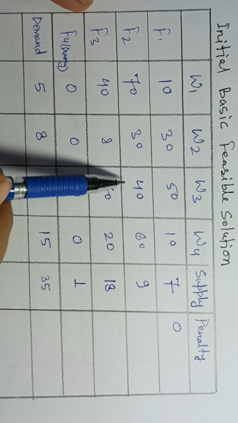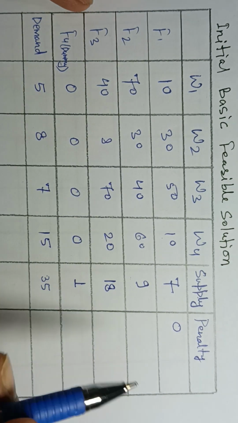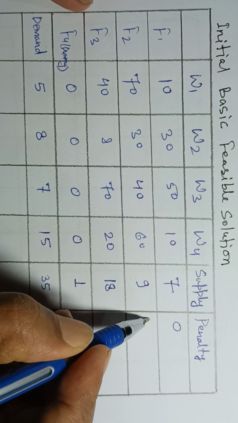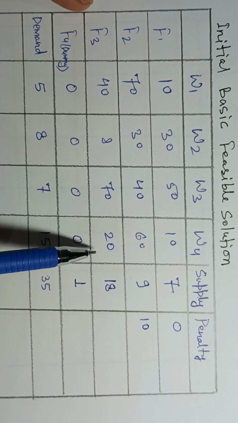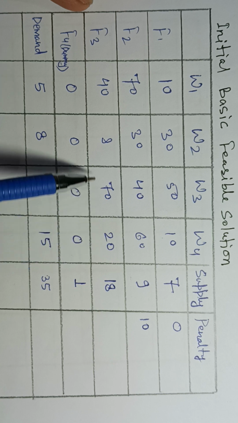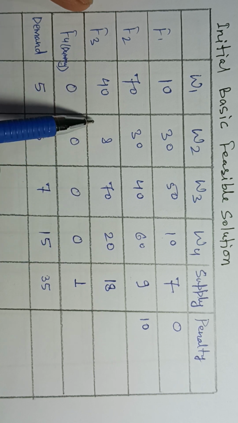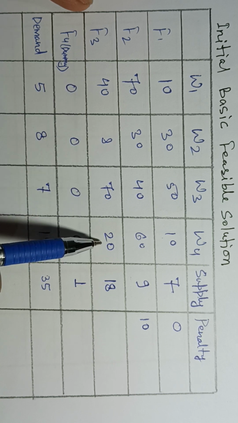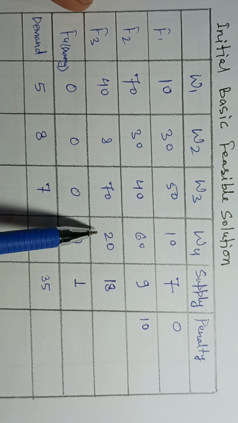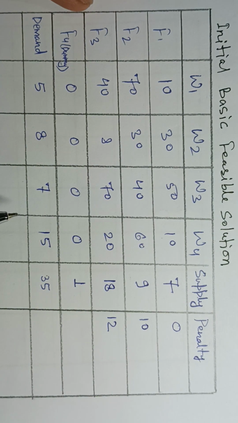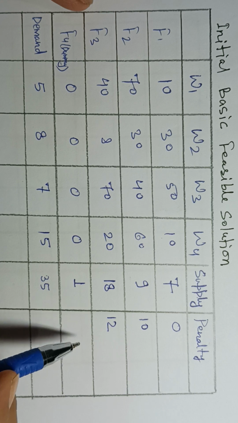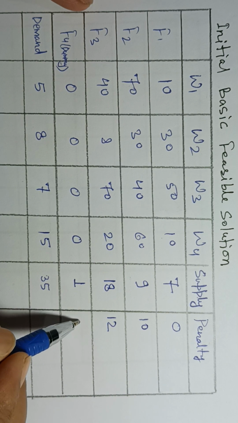Then here the two least numbers are 30 and 40, so the difference would be 10. Then for our F3 row, we will see the two least numbers 20 and 8. So the difference would be 12. And here 0 and 0 are the two least numbers, so this should be 0 minus 0, 0.